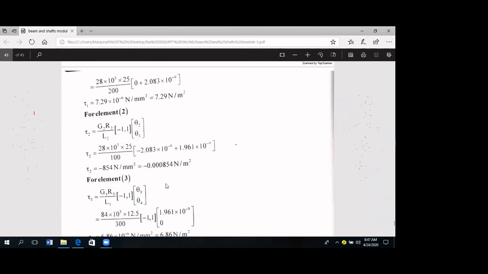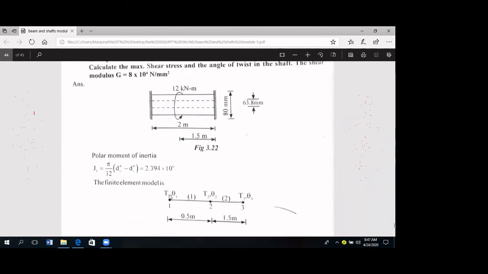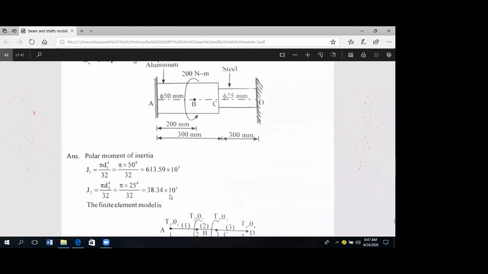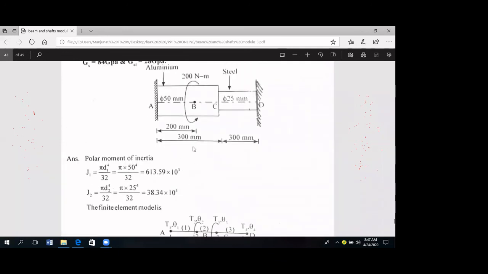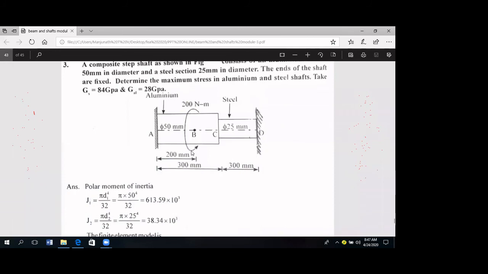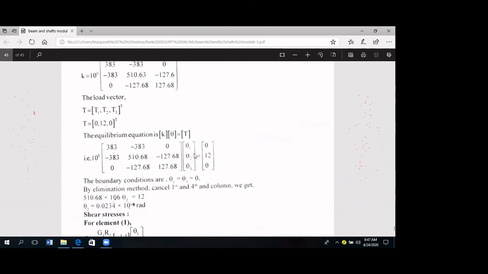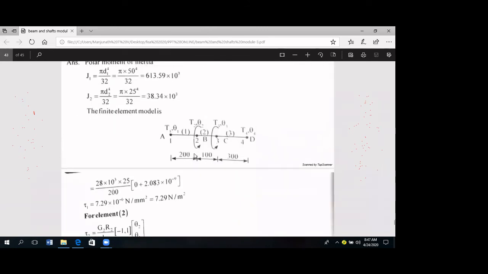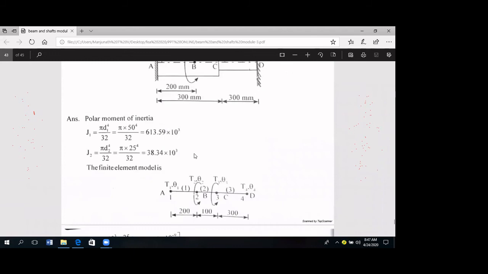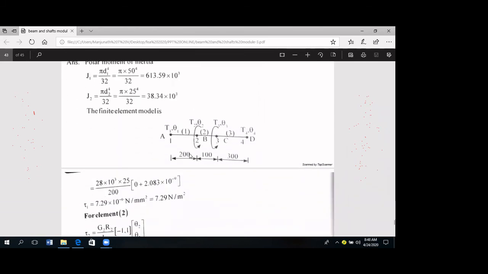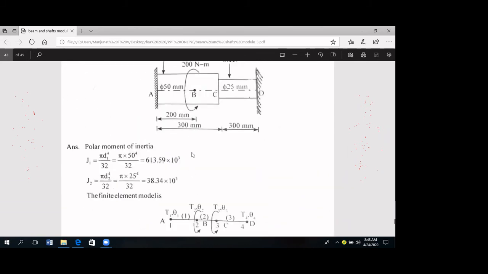Then we need to calculate. Just follow a similar procedure for this shaft. We can find K1, K2, K3, then substitute all K1, K2, K3 to get the global stiffness matrix, then find the global force vectors, then write the equilibrium equation, then apply the boundary condition at node 1 and node 2.